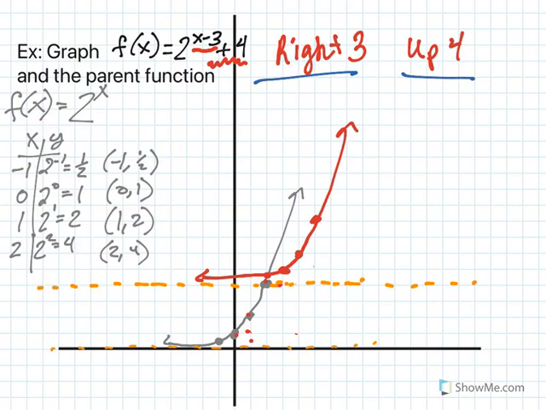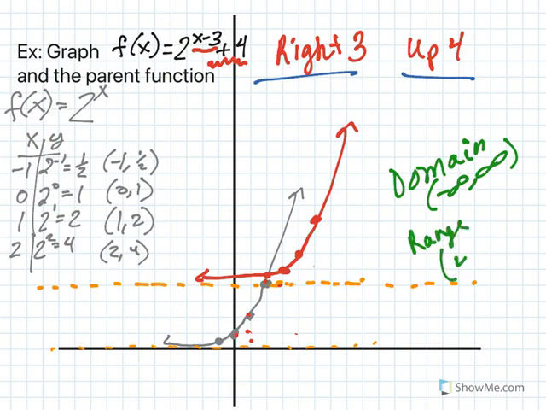So notice with this that our domain is still negative infinity to infinity, and our range now starts at 4 and goes to infinity because we're not coming anywhere below y equals 4. And the new horizontal asymptote is y equals 4. All right, there it is.